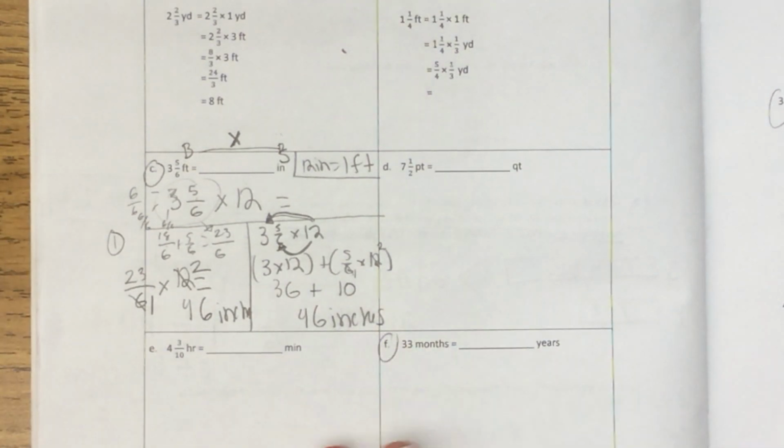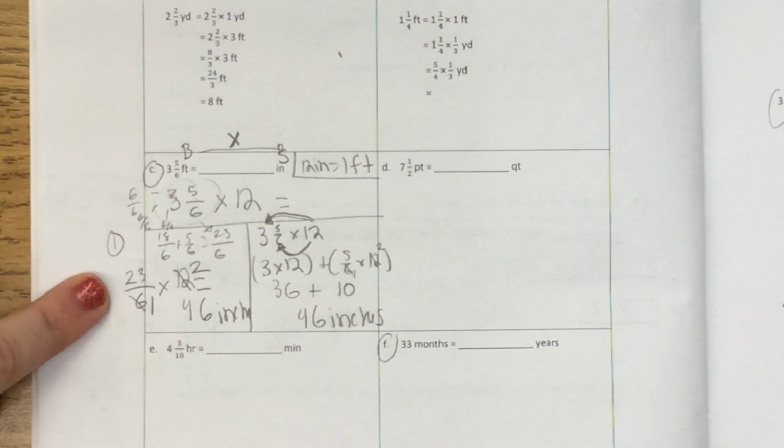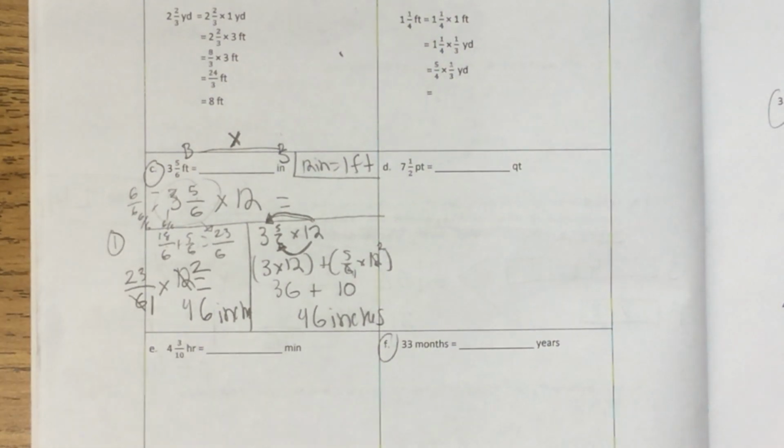For me, either way works. I'm probably going to gear more towards the improper fraction method just because I know that's a little more consistent, and that's how I learned how to do it. But whatever way works for you works for me.